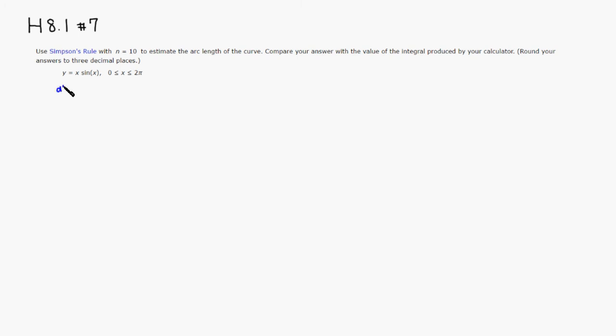So dy over dx is equal to, since this is a product of two things, we're just going to use the product rule. Derivative of x is 1 times the second guy, which is sine of x, plus first guy times derivative of sine, which is cosine.